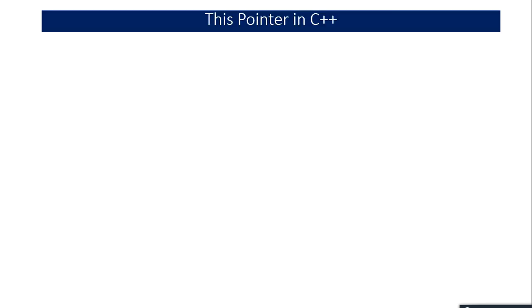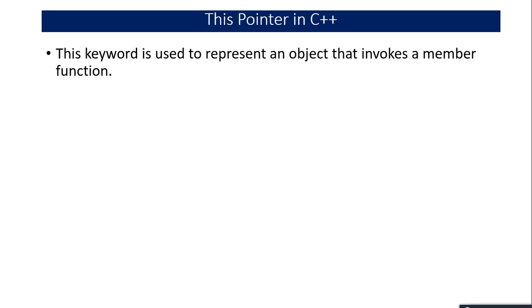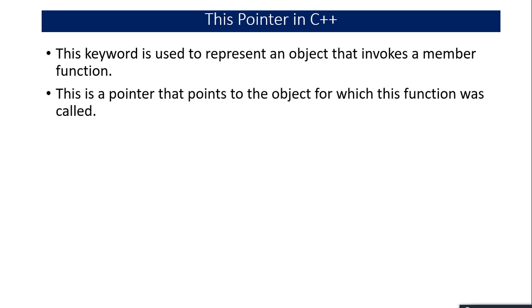Okay, now the this pointer. The this pointer is generally working in the background whenever you use the variable of the class. So it was generally in use, but now let's study it in detail. The this keyword is used to represent an object that invokes a member function. This points to the object which called the function. For example, a1.get. Now a1 is pointed to by the this keyword. Okay, so this is a pointer that points to the object for which the function was called. For example, again a1.get, this points to a1.